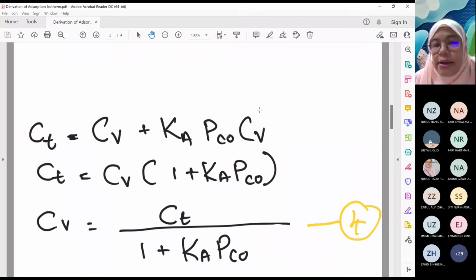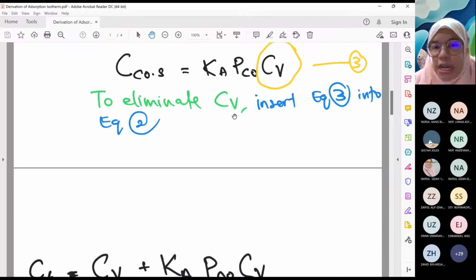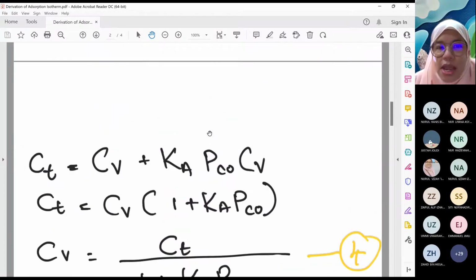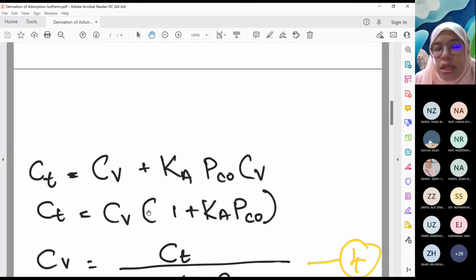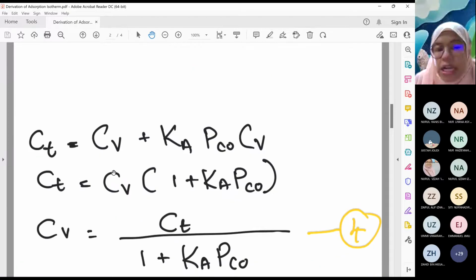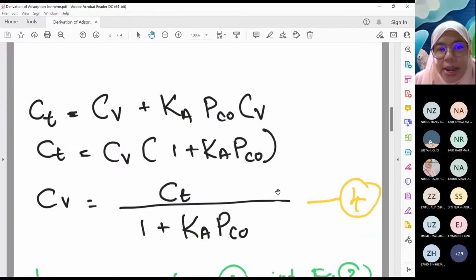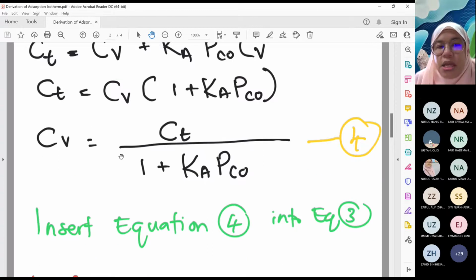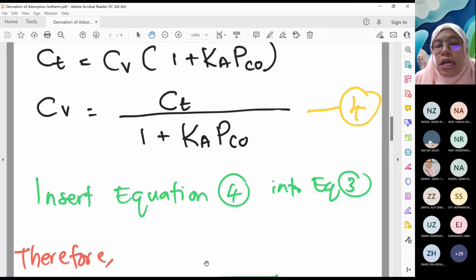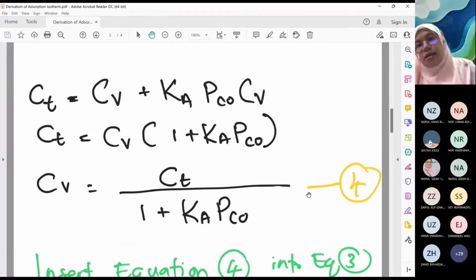Ingat in previous one we need to eliminate CV. So that's why after you substitute this equation into the site balance, we need to rearrange for CV. Dapatkan CV equation. CV equal to yang ni. Rearrange, you will get it as equation 4. And then insert equation 4 into equation 3. Equation 3 tadi.